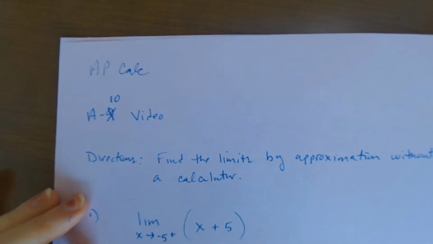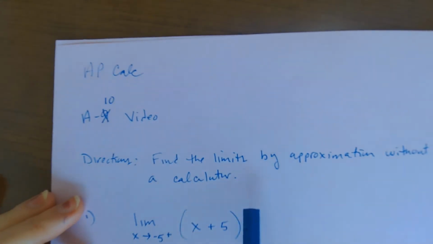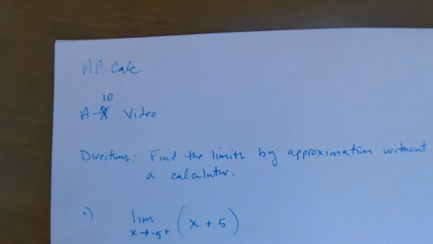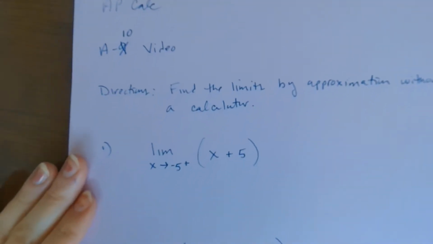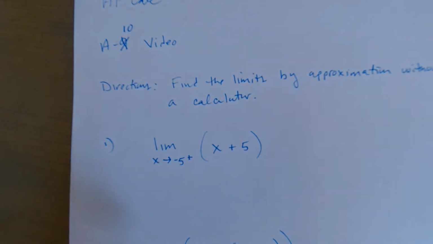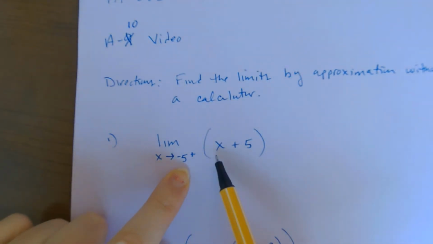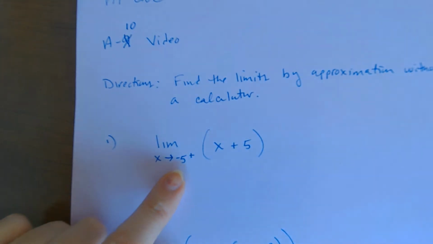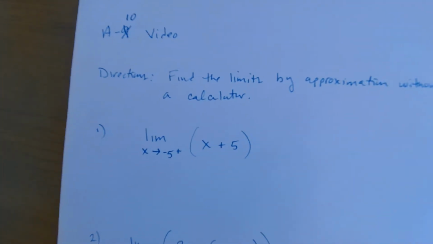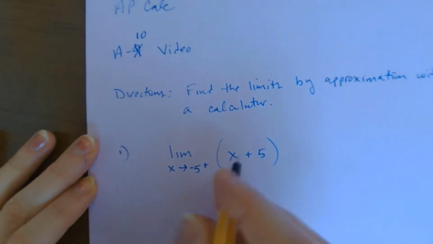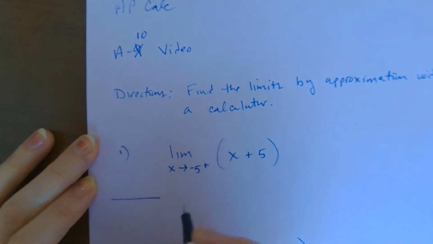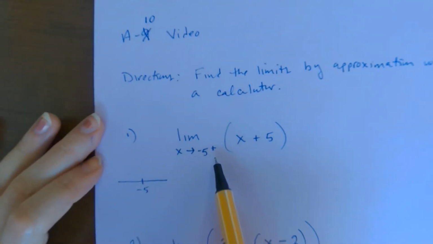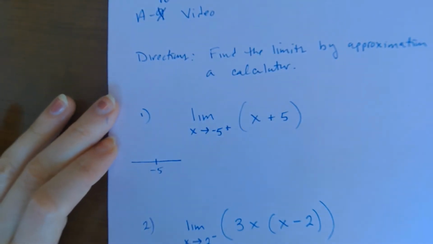Alrighty, so the directions here are find the limits by approximation without a calculator. Okay, so yeah, these should be pretty simple. All right, so number one, the limit as x approaches -5 from the right of x plus 5. It still does not hurt, guys, to draw a little number line. And here's -5. So we're approaching -5 from the right.